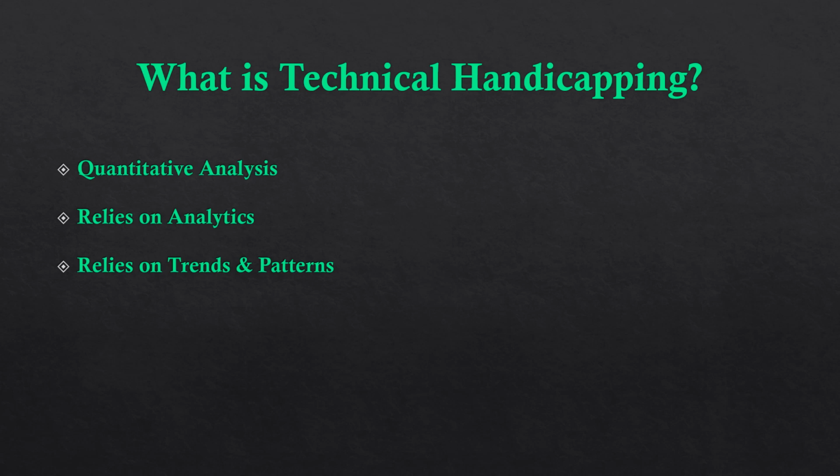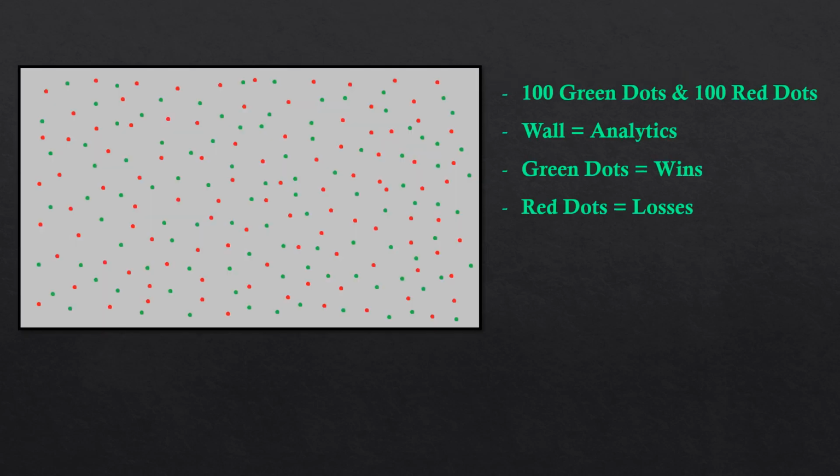Last, it relies on trends and patterns. I'm going to take you to the next slide, which is going to give you a better description of what I mean by trends and patterns. So by trends and patterns, it's like a game of connect the dots. Imagine that there's a big gray wall inside of your house, and say you give your children 2 markers and they randomly place 100 green dots and 100 red dots all over the wall.